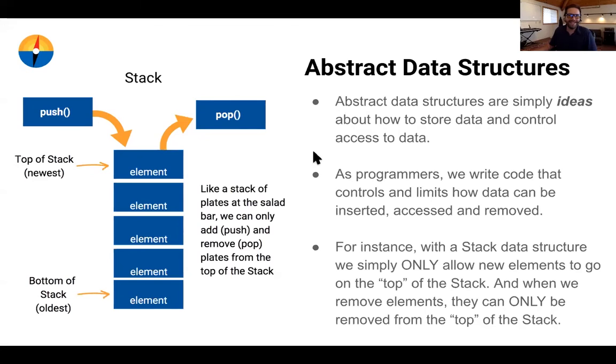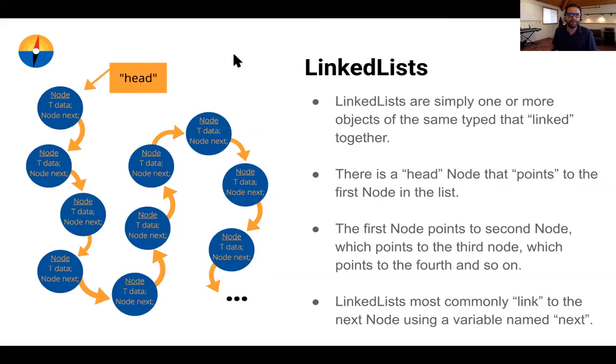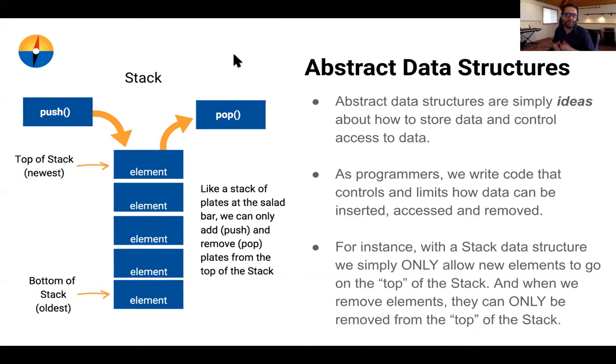So what is an abstract data structure? As I mentioned, an abstract data structure is simply an idea about how we store data and how we control access to that data. For instance, here's a quick diagram that I have of a stack data structure. A stack is a very common data structure. You might recognize the name from Stack Overflow. All of our computers are using stacks as a data structure to store commands that they need to run in a specific order.